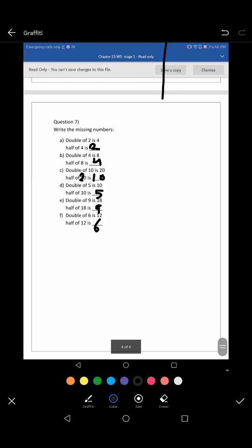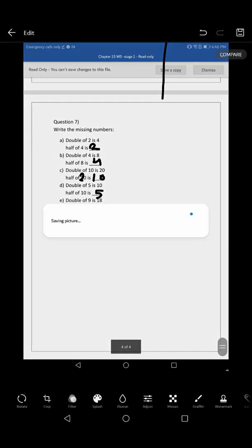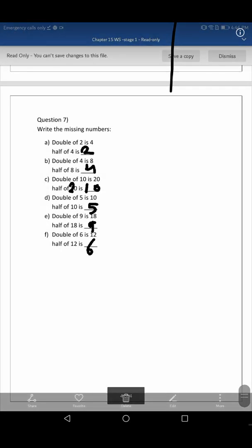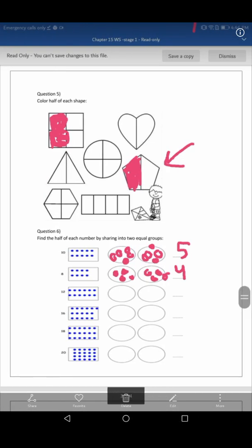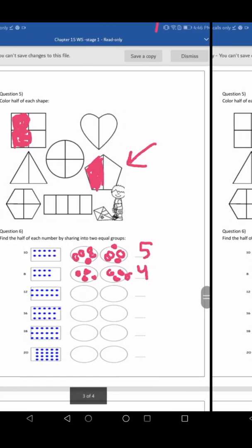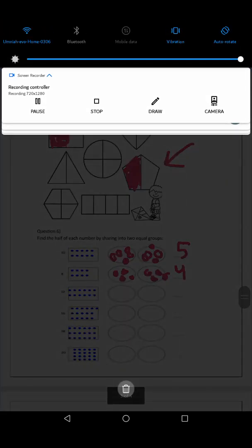That's it for today. We solved the worksheet, and the question that we didn't solve here, question number 6, we didn't complete it, and question number 5. So you have to complete it and send it as an email.